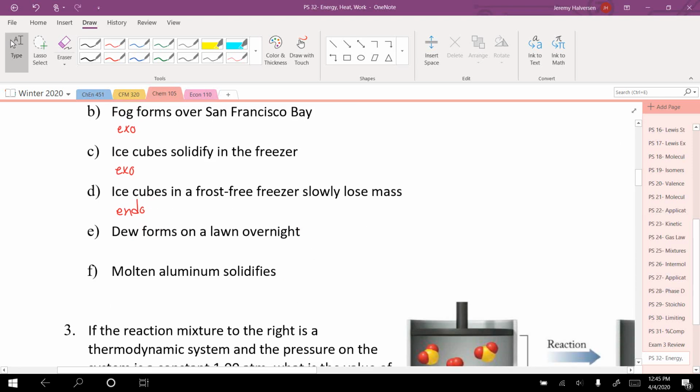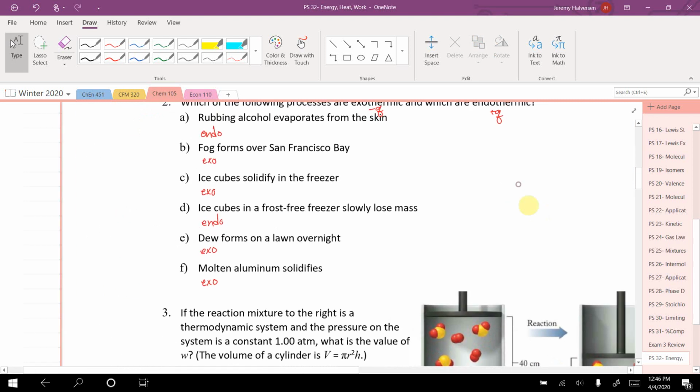Dew forms on a lawn overnight. Again, just like the fog, we have water in the vapor condensing onto grass, and that's going to release heat, so exo. And then lastly, molten aluminum solidifies. Again, I'm going from liquid to solid, which is going to release heat, so that's exothermic.